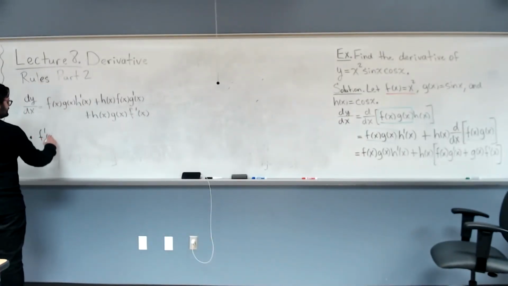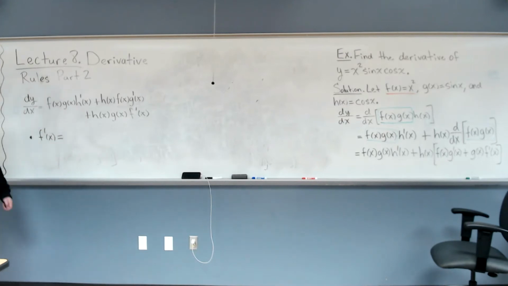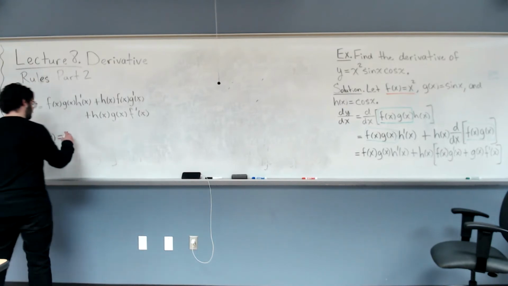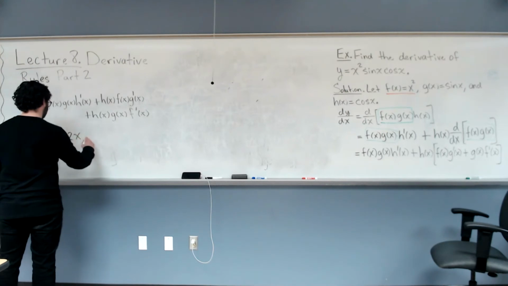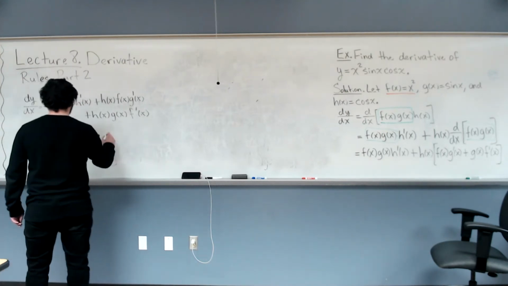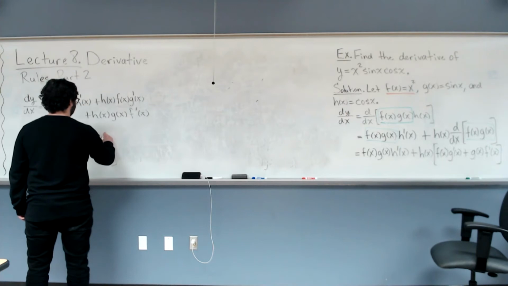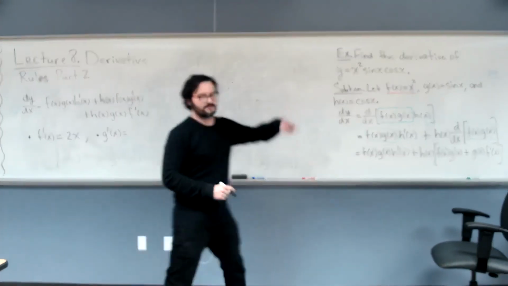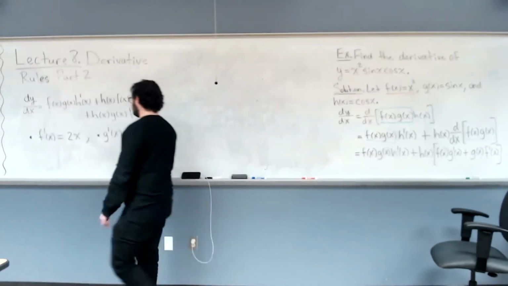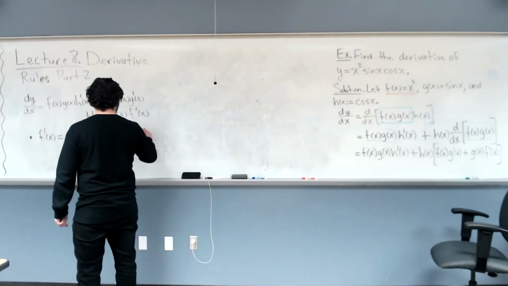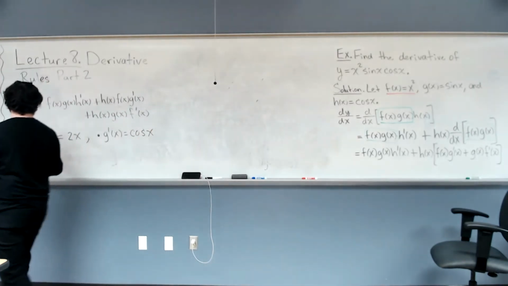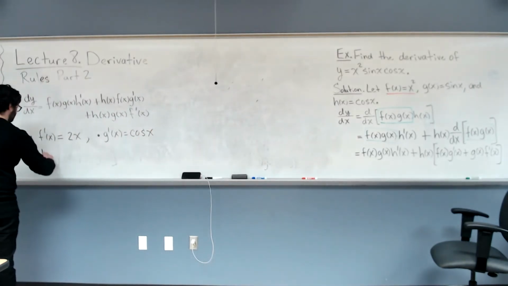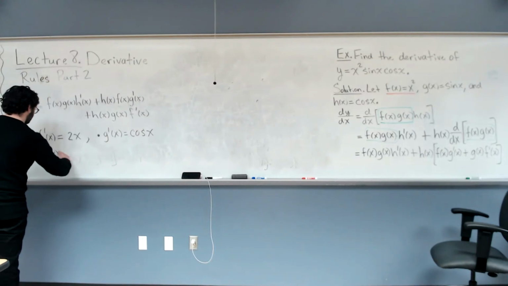F prime of X is equal to what? Go ahead and tell me. 2x, using the power rule. And what's G prime of X? G is sine, so the derivative would be cosine X. And then what's the derivative of H of X? Negative sine X.